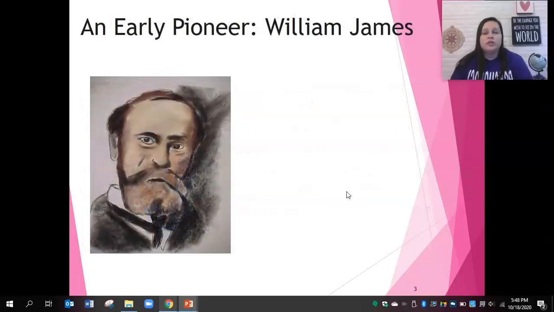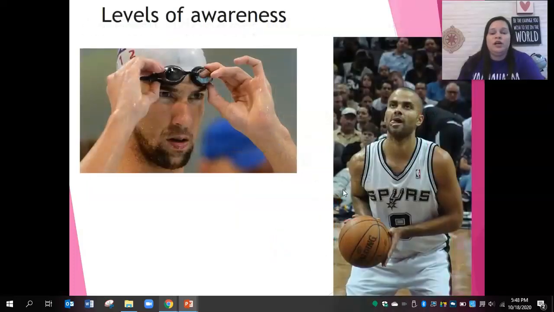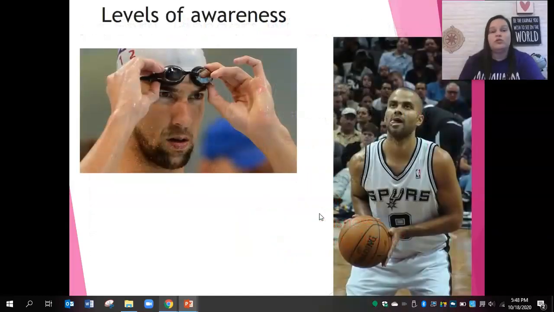One of the first people to really focus on the study of consciousness was William James, whose name should sound familiar because we know him as the father of American psychology. Early on, he coined the term stream of consciousness, the idea that our thoughts are continuously flowing like a calm river or calm stream or a raging river. We have different levels of awareness.